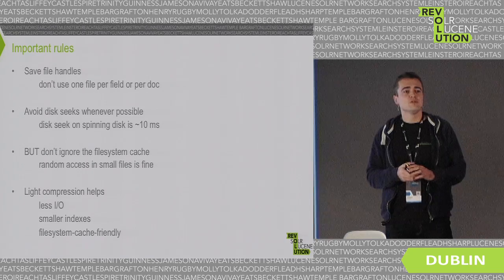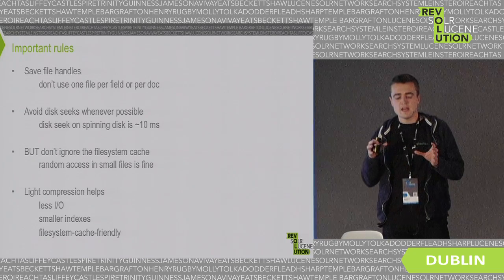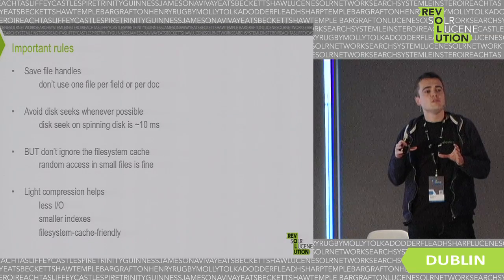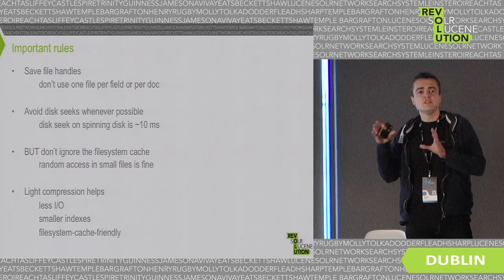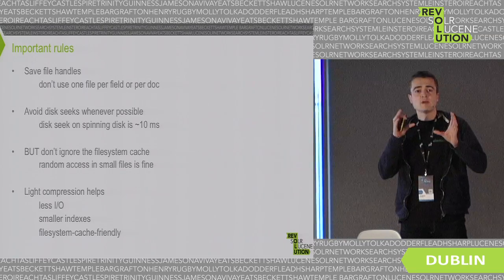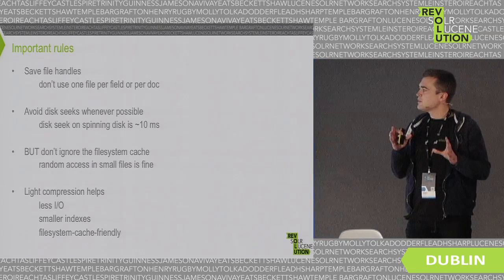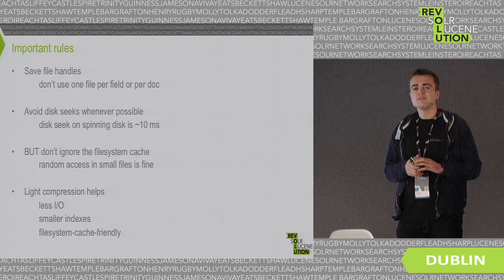which is handled at the operating system level, and it's going to cache in a least recently used fashion the last regions of the disk that we read in 4K blocks, as I was describing a bit earlier. So actually, doing random access in small files can be okay.